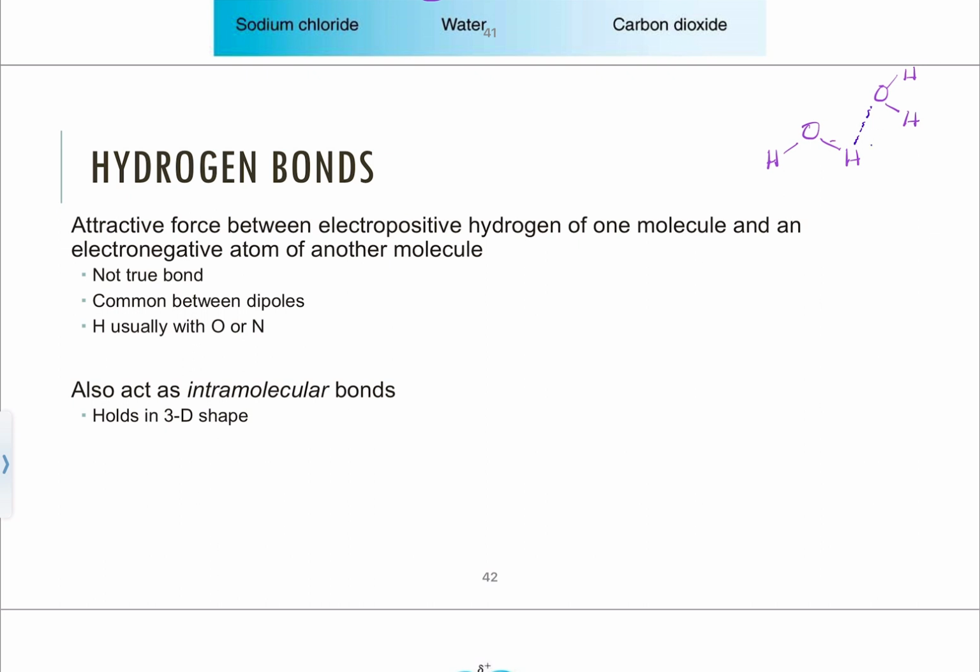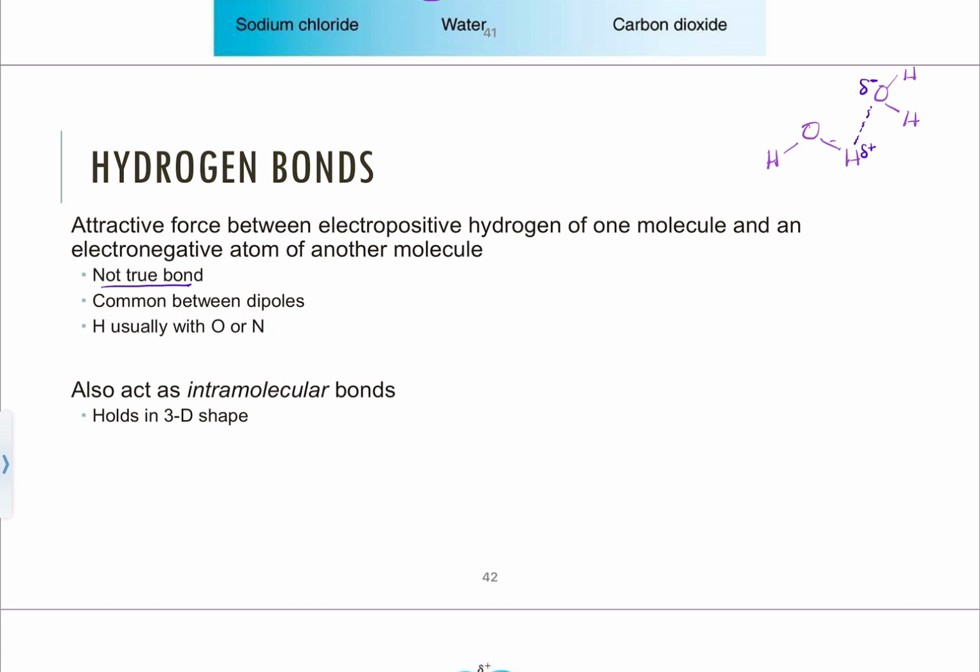Well, remember, if we look at our water molecule, we have a partial positive on our hydrogen and a partial negative on our oxygen. Those partial charges are attracted to each other, and their attraction forms what we call hydrogen bonds, which is shown right here. Again, not a true bond. It's common between dipoles, which again are the partial positives and negatives, and they typically form between hydrogen and oxygen or hydrogen and nitrogen. They're also really important, even though they are the weakest type of bond, because they act as intramolecular bonds and they hold things into three-dimensional shapes.